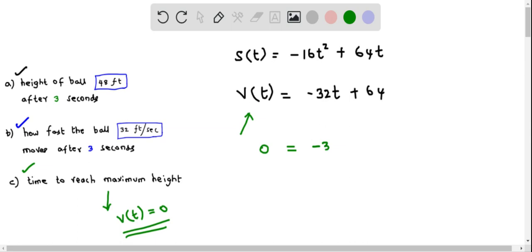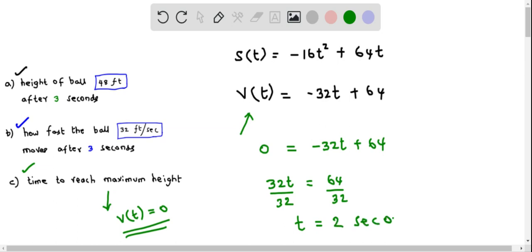So 0 equals negative 32t plus 64. Now I add 32t on both sides, so I get 32t equals 64. I divide both sides by 32, so that I solve for t. So therefore t equals 64 over 32, which is 2. And we put the unit of the time as seconds. So it takes 2 seconds for the ball to reach the maximum height.